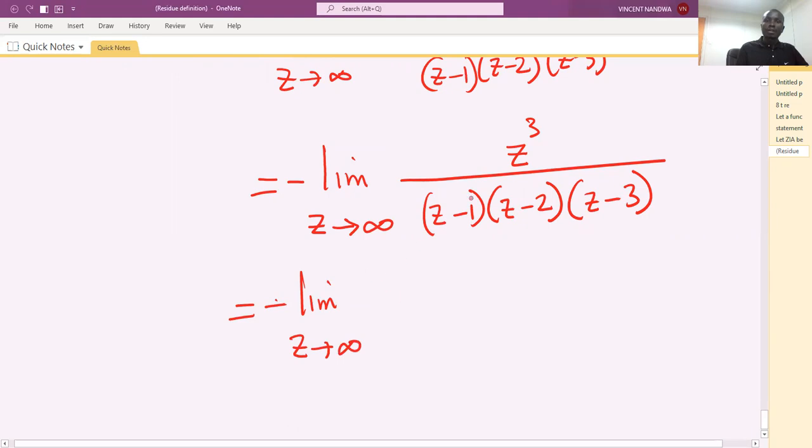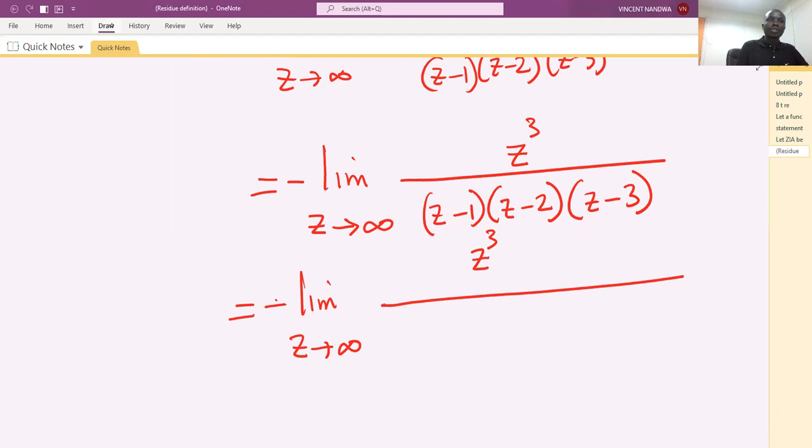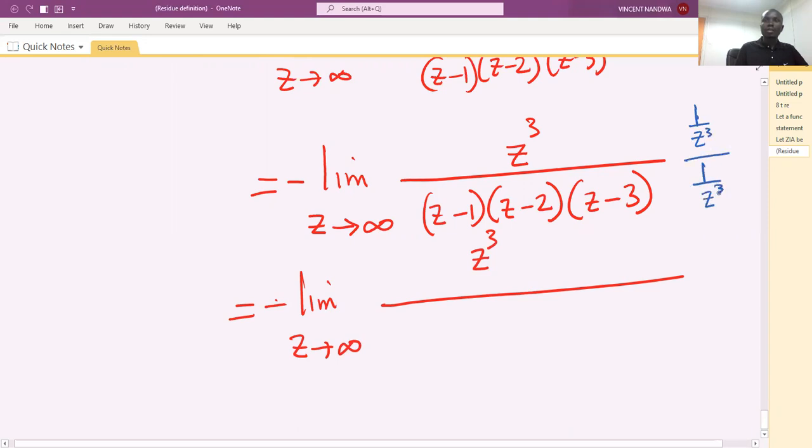So let me write this one as z cubed. And then each of these terms, so it's like I want to multiply this function by 1, but that one I write as 1 over z cubed over 1 over z cubed. So 1 over z, I'll multiply by this first bracket. So I get 1 minus 1 over z.